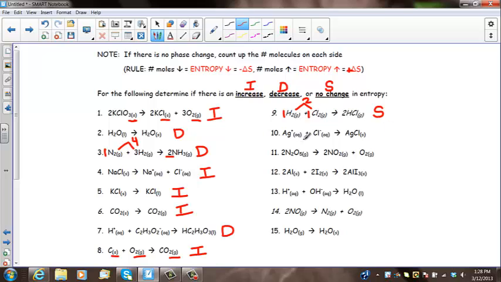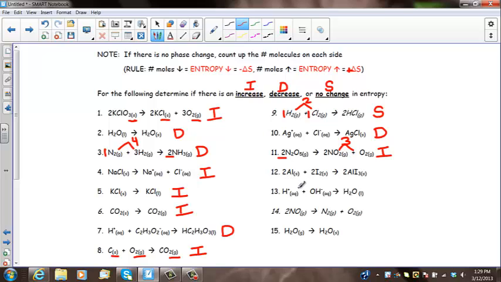In 10, we're going from aqueous to solid, so we know solids have a lot of order, so this is a decrease in entropy. In 11, we're going from 2 moles of gas on the left to a total of 3 moles of gas on the right, so this is an increase in entropy.